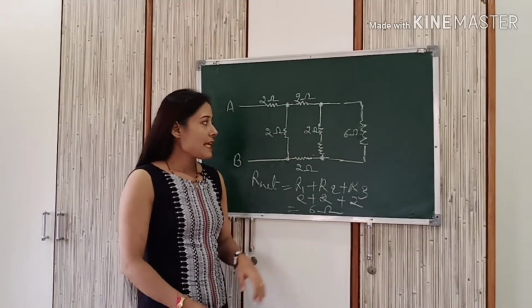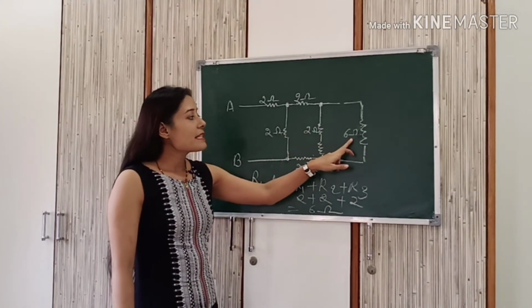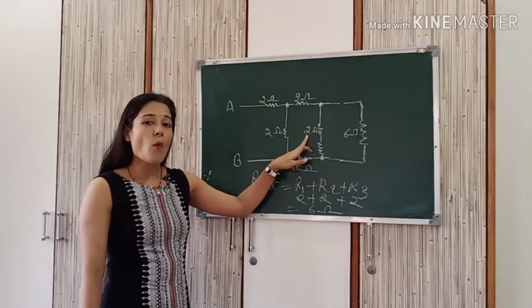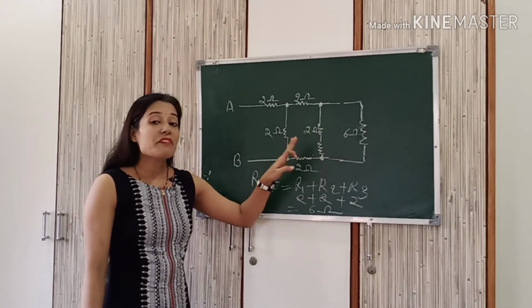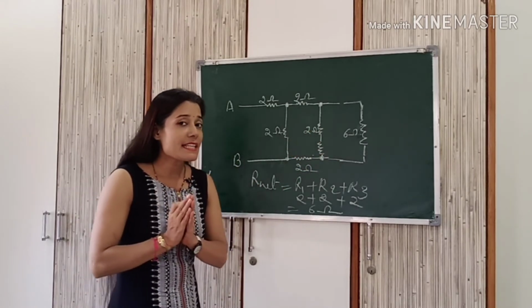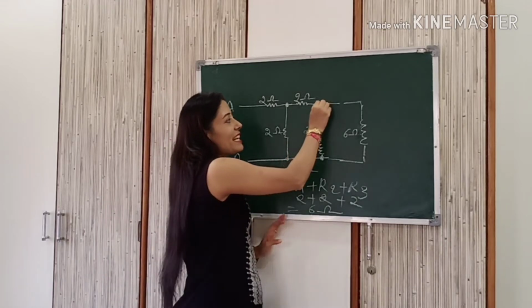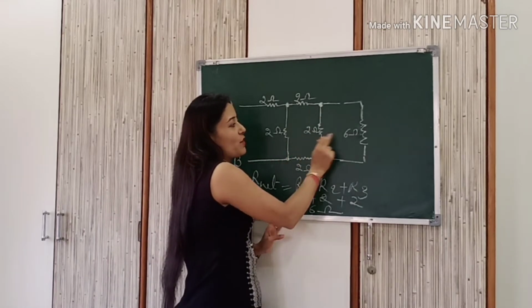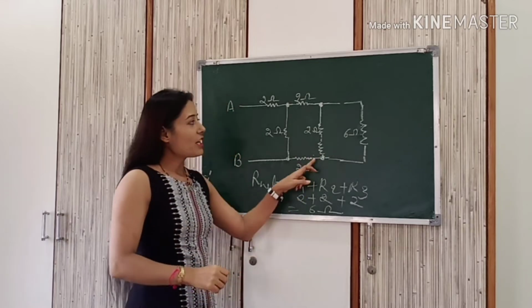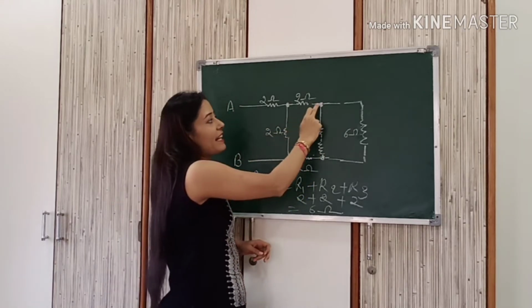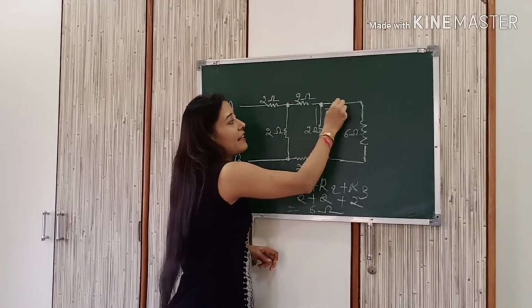Now you can see that the resistance 6 ohm and 2 ohm are parallel with each other. How can you say that these are parallel with each other? Because these are between these two junctions. The current is getting divided here and here and here.